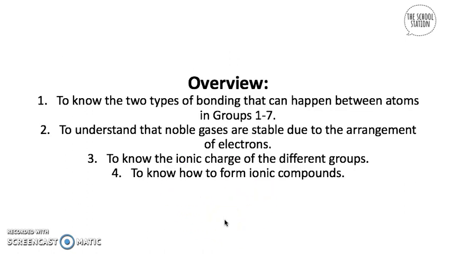I hope you guys have enjoyed this video, and I hope that you understood. Just as an overview of what we have learned today, we have learned the 2 types of bonding that can happen between atoms in groups 1 to 7. We've also understood that noble gases are stable due to the arrangement of electrons. We've learned the ionic charge of the different groups, and last of all, we've learned how to form ionic compounds.